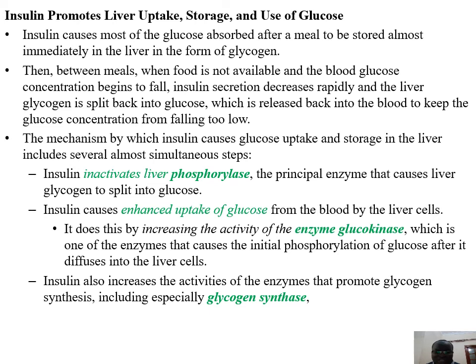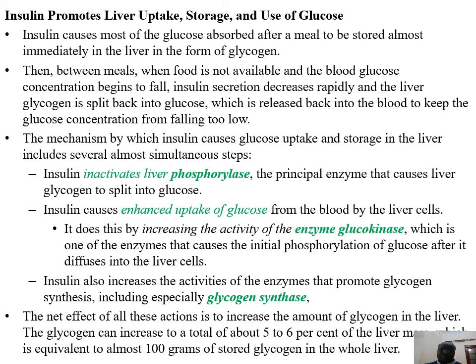Insulin also increases the activity of enzymes that will promote glycogen synthesis, including especially glycogen synthase. So there will be an increase in the production of glycogen synthase that is involved in glycogenesis, meaning the conversion of glucose into glycogen. Okay, so that will be encouraged by the presence of glycogen synthase. It will increase the production and the activities of the enzyme itself.